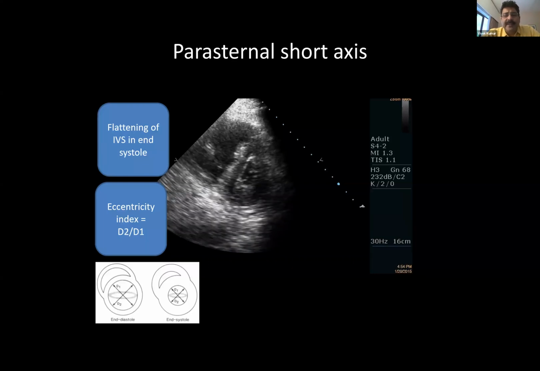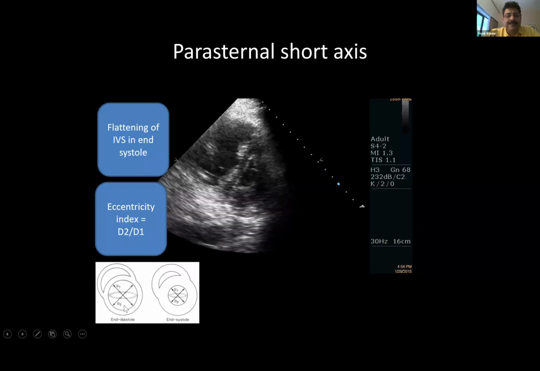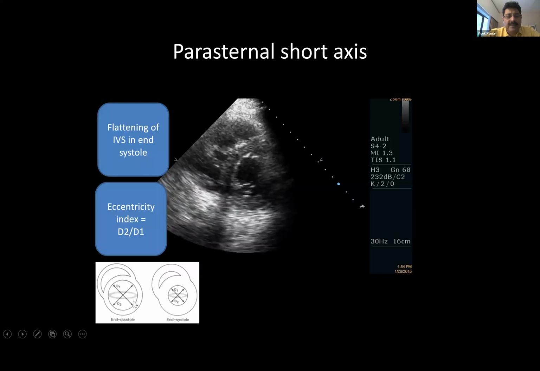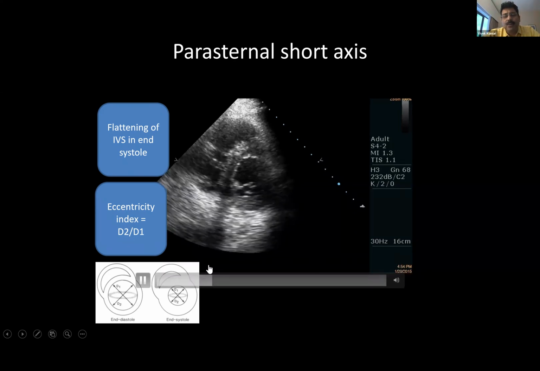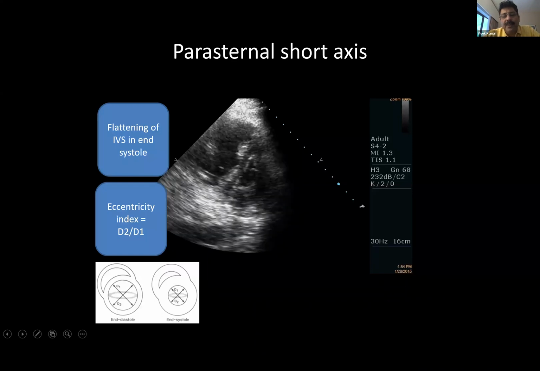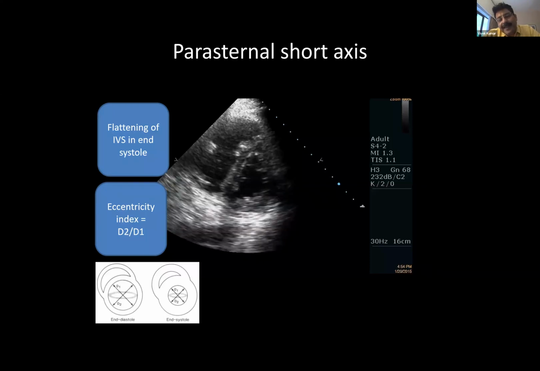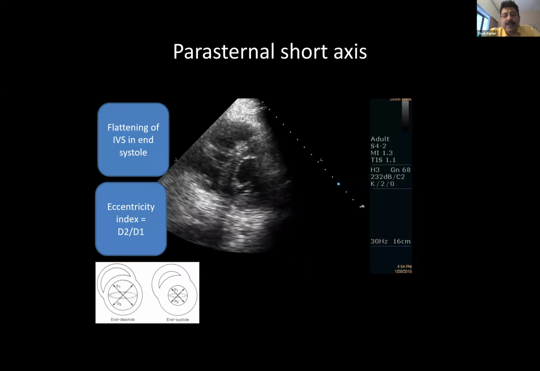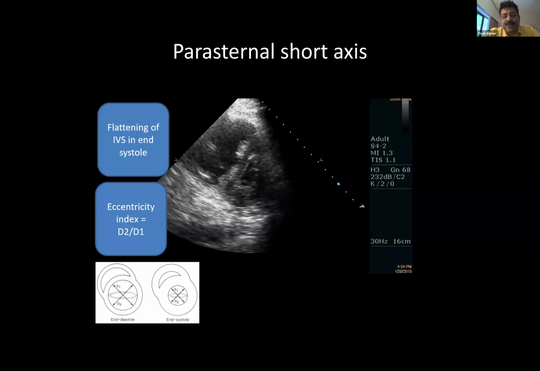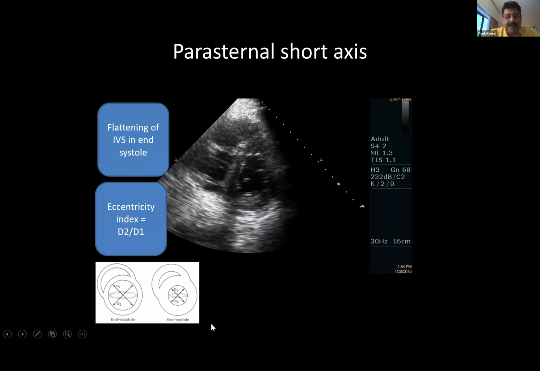For those of you who are taking the boards, to objectively quantify this flattening for the purpose of exam, nobody does it in real life, we use what is known as the eccentricity index, whereby we take two diameters. One is D1, that is from the interventricular septum to the free wall of the left ventricle, and the other is D2. So D2 by D1, if it is equal to 1, that means LV is an O. But if the interventricular septum slips into the LV cavity, obviously D1 decreases and D2 by D1 becomes more than 1. If D2 by D1 becomes more than 1 and it is seen in end systole, it has a separate implication. And if it is seen in diastole, it has a separate implication, which we will see in the successive slides.